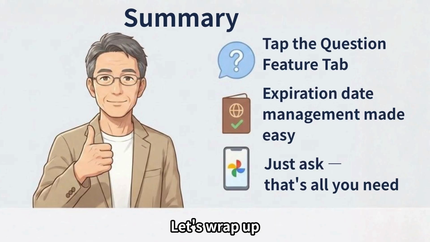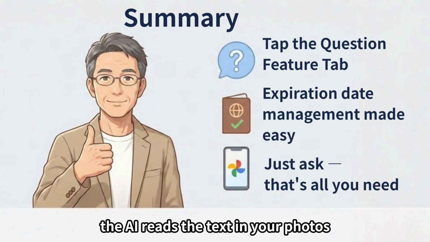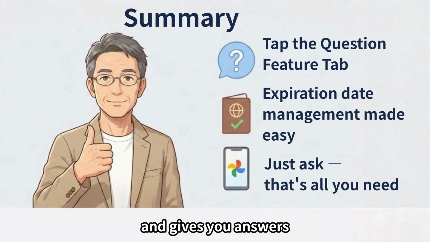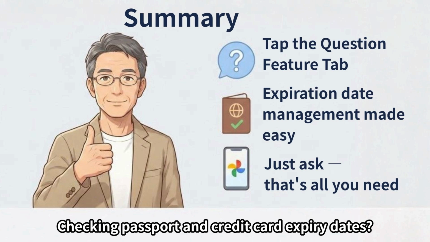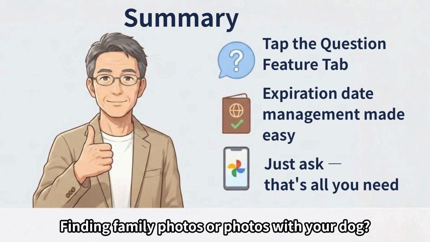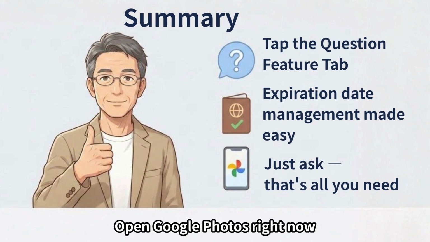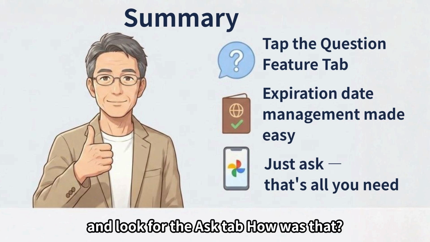Let's wrap up. With the Ask feature in Google Photos, the AI reads the text in your photos and gives you answers. Checking passport and credit card expiry dates? Just ask. Finding family photos or photos with your dog? Just ask. No complicated setup required. If you haven't tried it yet, open Google Photos right now and look for the Ask tab.